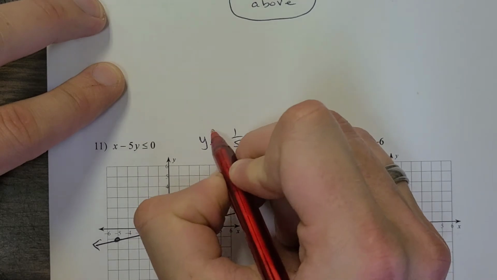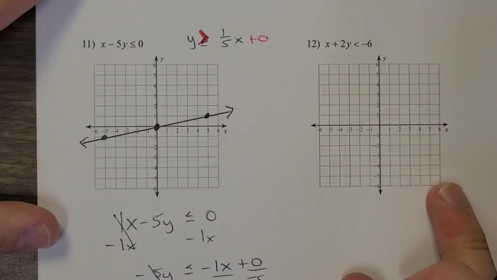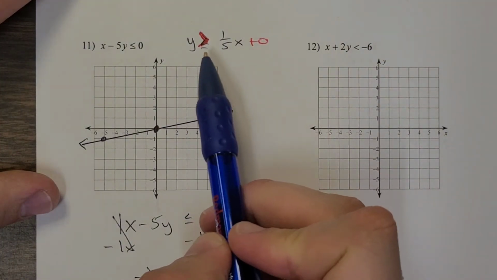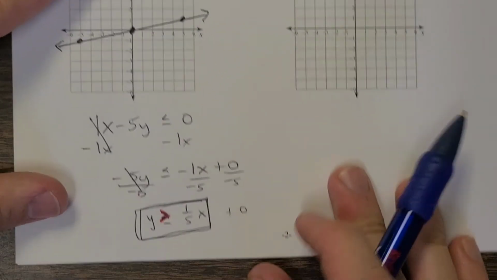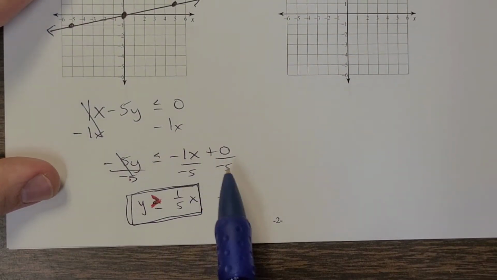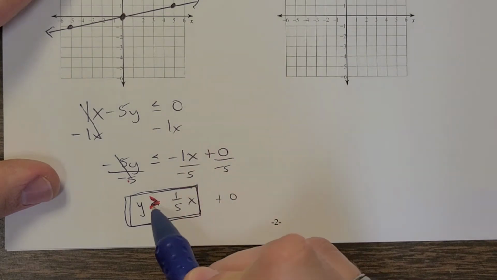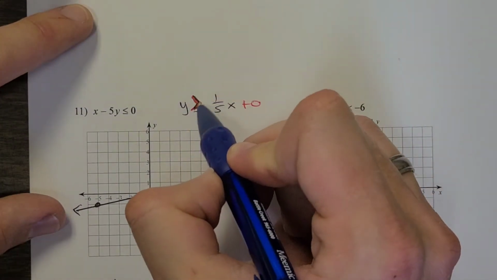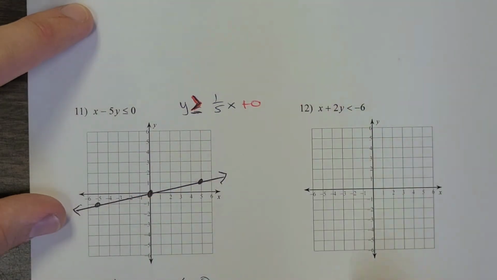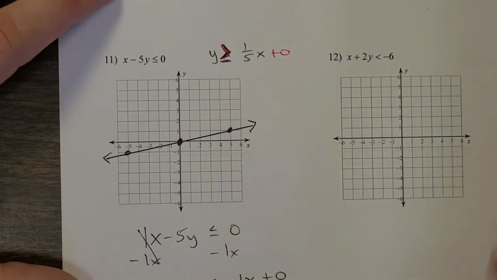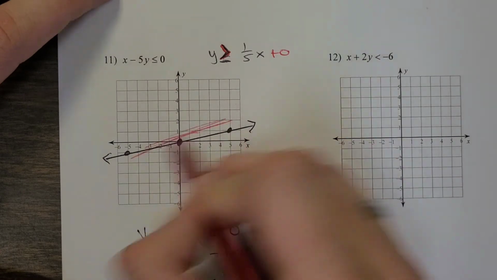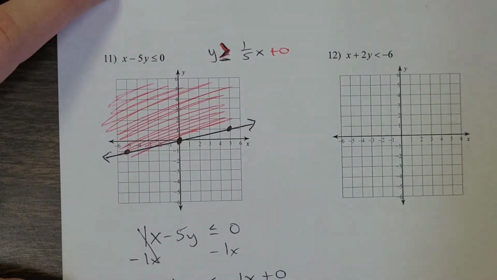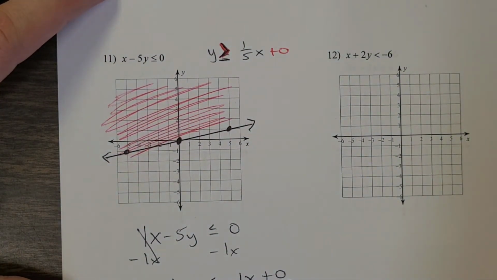That would change how we shade. Now, it wouldn't change dotted or solid. We still are going to have that line underneath no matter what. But because down here I divided by a negative, I should have flipped that sign. Whoops, sorry. So anyways, I'm actually graphing y is greater than or equal to 1/5 x plus 0. And since it says greater than, that means I shade above. And I'm done. Look at that gorgeous shading. Beautiful.